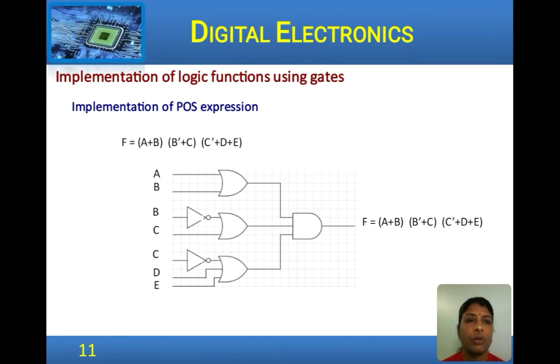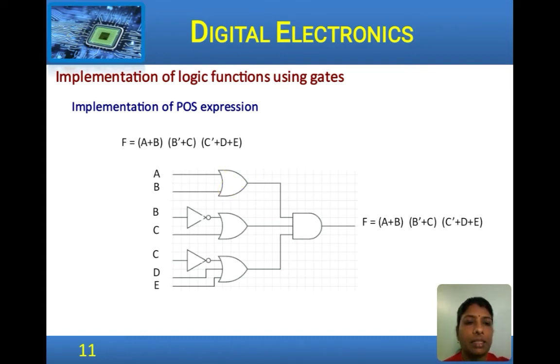Next, going to a POS expression, product of sum. Here with an example, we have three sum terms and the product of them gives a result. So, to get the sum terms we use OR gates, and then to get the product we use the AND gate. So, A or B using an OR gate, we get that output.